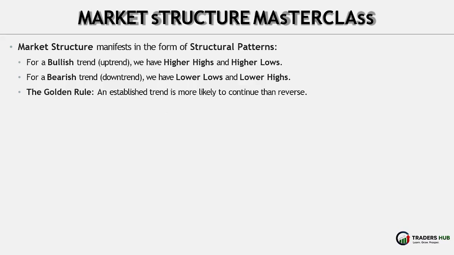The market structure masterclass. Market structure manifests in the form of structural patterns. For a bullish trend or uptrend, we have a sequence of higher highs and higher lows, and for a bearish trend, we have lower lows and lower highs. The golden rule is an established trend is more likely to continue than reverse.